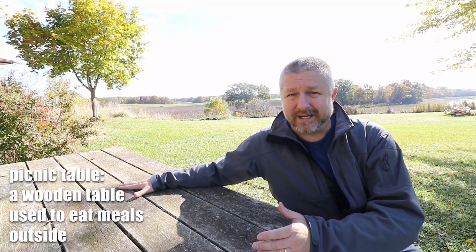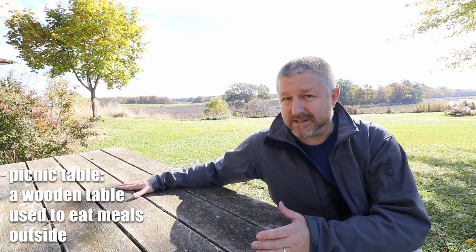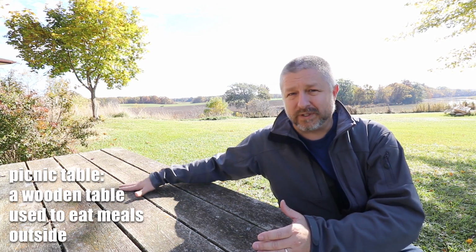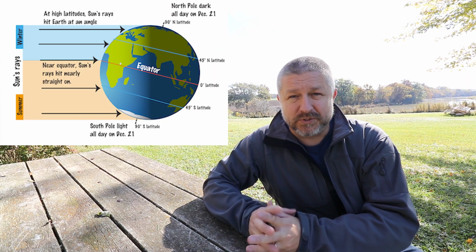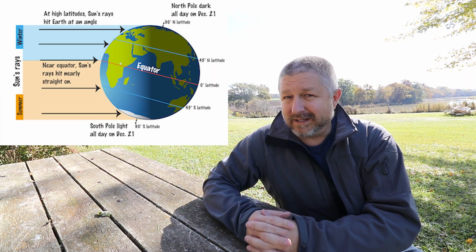So some of you might recognize this as the table, it's a picnic table, that I usually do my Saturday night live streams from. But because it is fall, the days are getting shorter. So I am not able to do my live lesson outside at night anymore because it's getting dark earlier. So another sure sign of fall is that the days get shorter and it starts to get dark earlier.